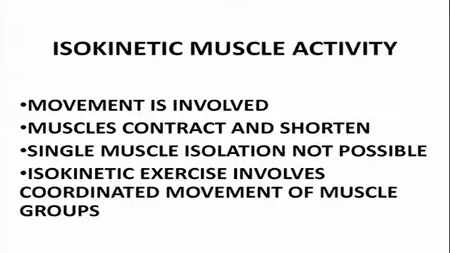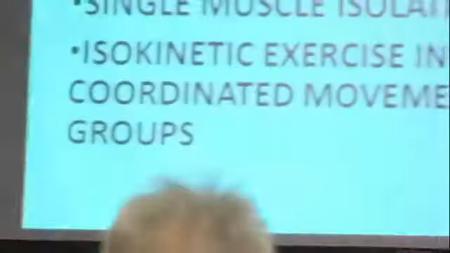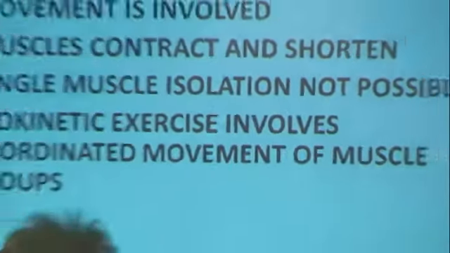Isokinetic movements involve muscles that contract and shorten. Single muscle isolation is not possible, and isokinetic exercise involves coordinated movement of muscle groups. To do the isometric, we can isolate one muscle, and it's a healthy indicator muscle. It doesn't make any difference which one you pick. It's an indicator muscle. It indicates facilitation.